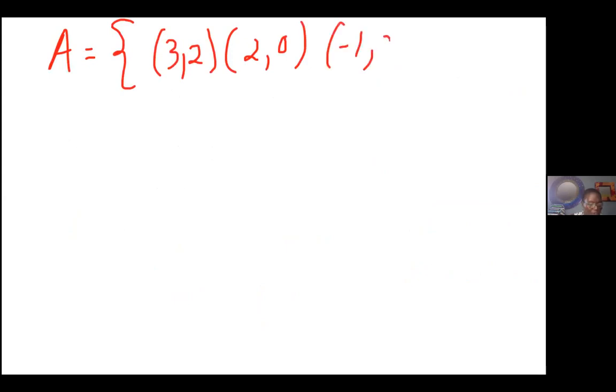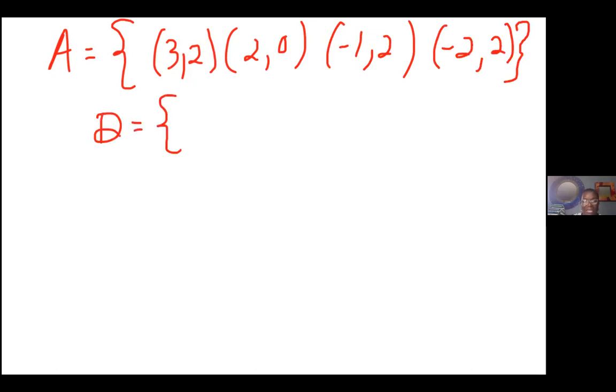So guys, I am going to go back to relation A again. These were the elements in relation A. We had (3, 2), (2, 0), (-1, 2), and then (-2, 2). So now that we have our relation and we know what the domain and the range represent, I could go in here and ask you, what is the domain of this relation? In other words, what are all the x's in this relation? So we just list out the x values, 3, 2, -1, -2, and just like that, you're done.